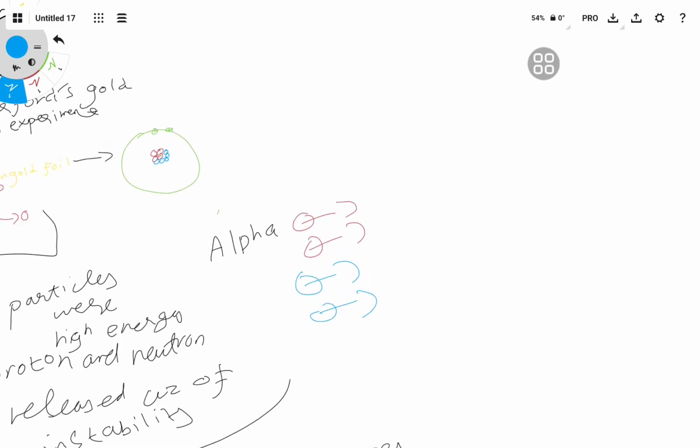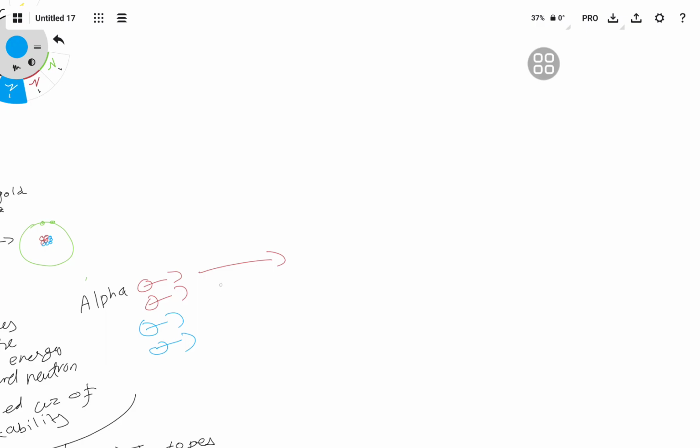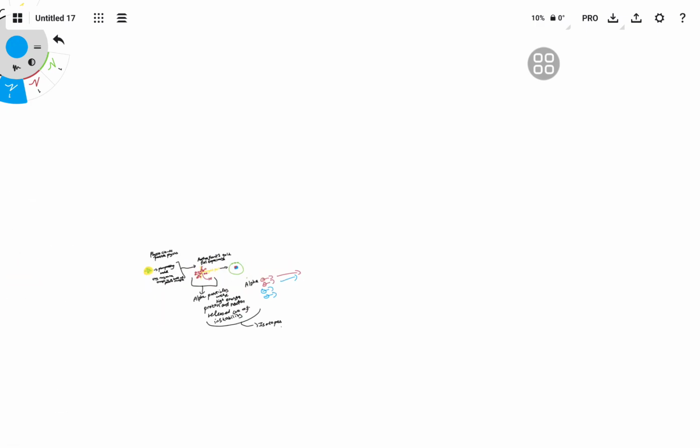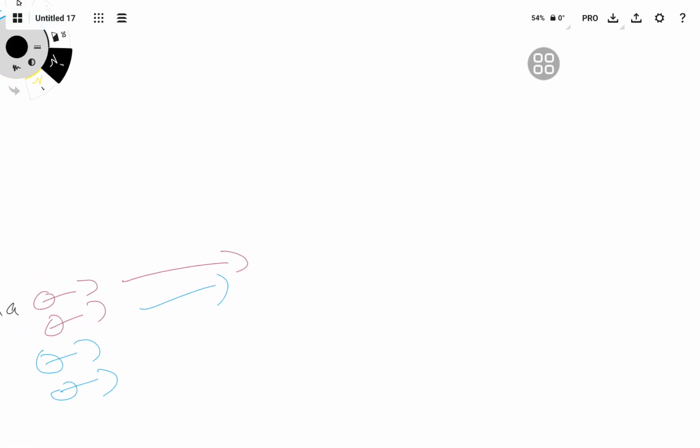Next, after alpha we have beta radiation. After alpha we have beta. There is beta positive, beta plus, and beta negative.